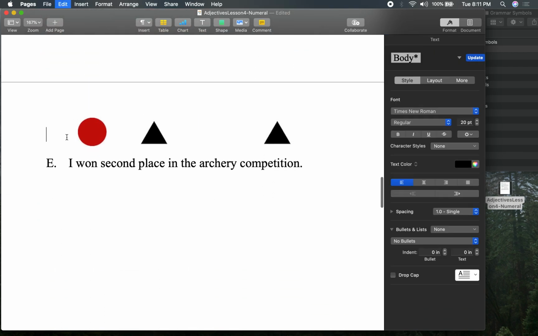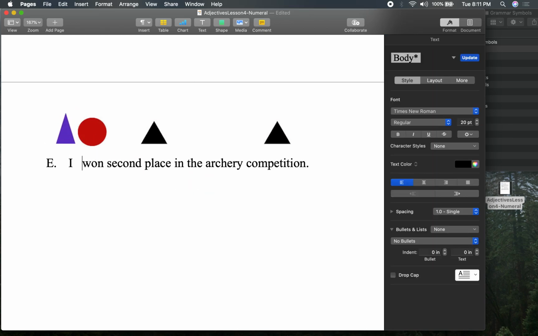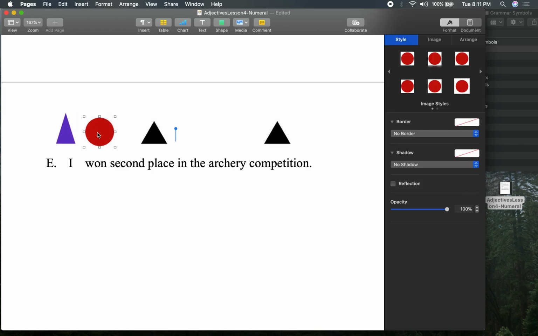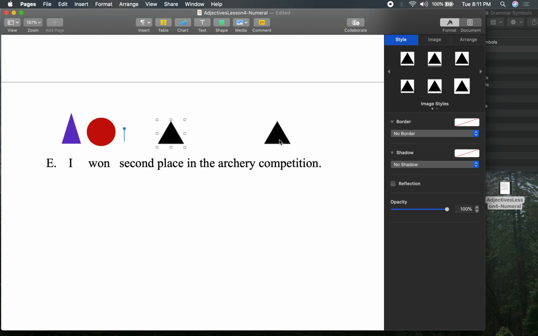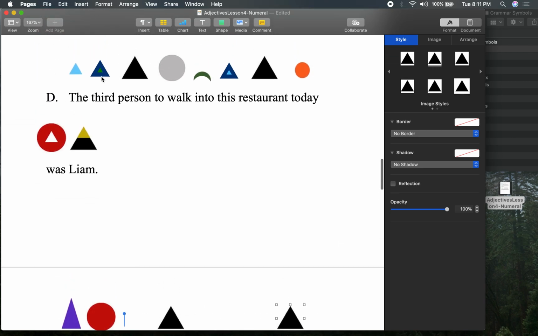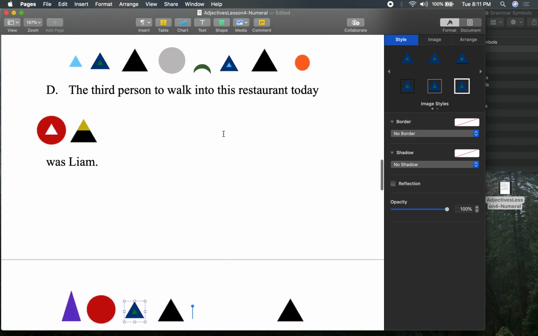one of my favorites. I won. Looks like I need to do a little spacing here. A little bit more. Here we go. I won second place. So in this case, looks like second is our numeral adjective. We're getting the hang of this. Very specific. And archery.